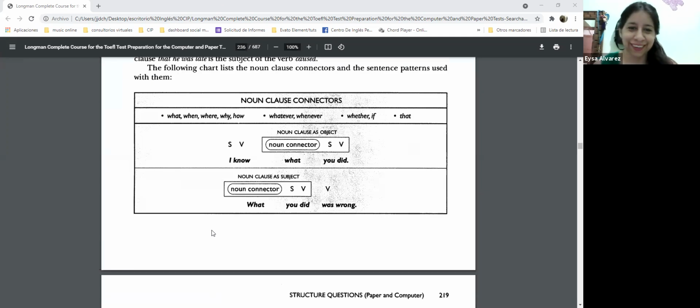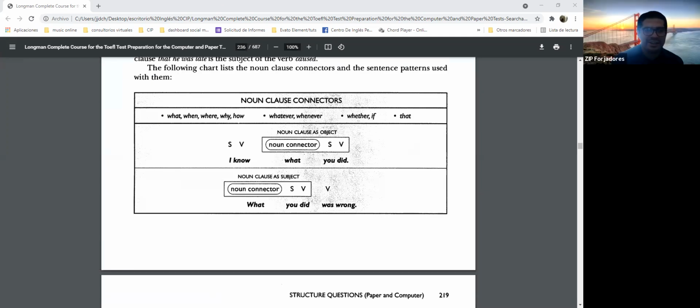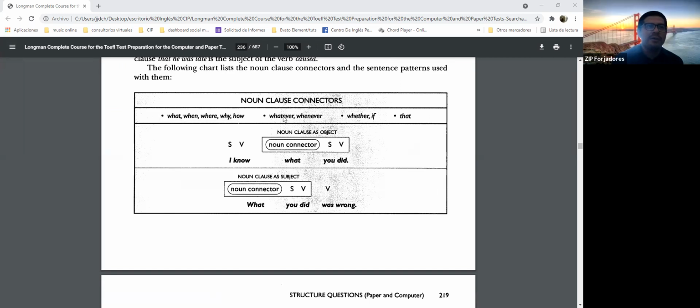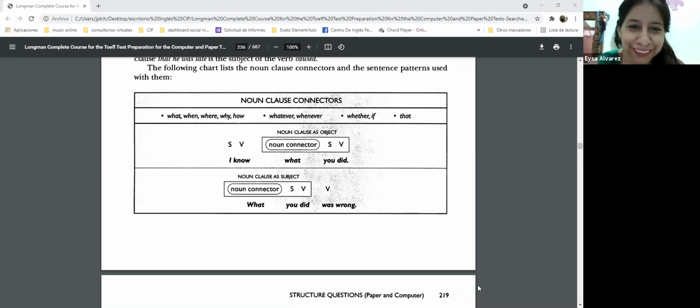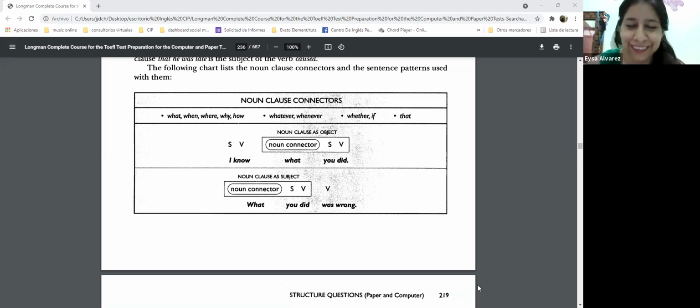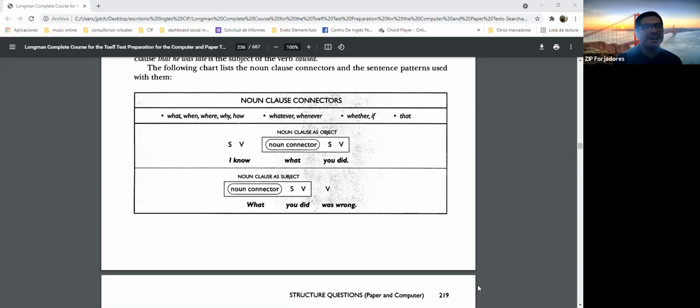All right, so this is the structure and these are the connectors. Let's try to remember them, okay? What, when, where, why, how, whatever, wherever, whether, if, and that. If you want to make a screenshot, that would be nice. So the WH questions, the adverbs, whether, if. The WH adverbs are connectors. Noun clause connectors.